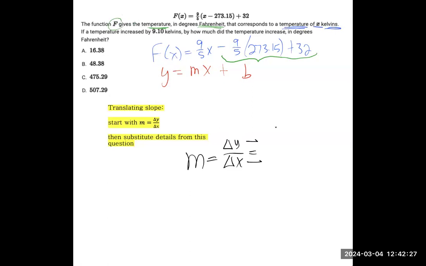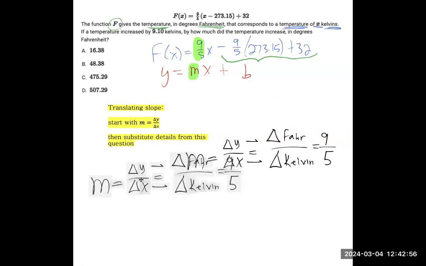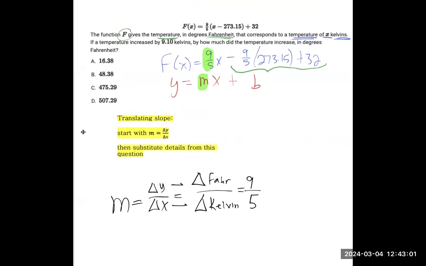So change in y over change in x is change in the temperature Fahrenheit over change in the temperature Kelvin. And we know that the slope, the number in the slope position, is 9/5. So that's 9 over 5 Fahrenheit over Kelvin. And so let's just move this over a little so we have some space. So we translated the slope. Change in y over change in x is change in Fahrenheit over change in Kelvin.